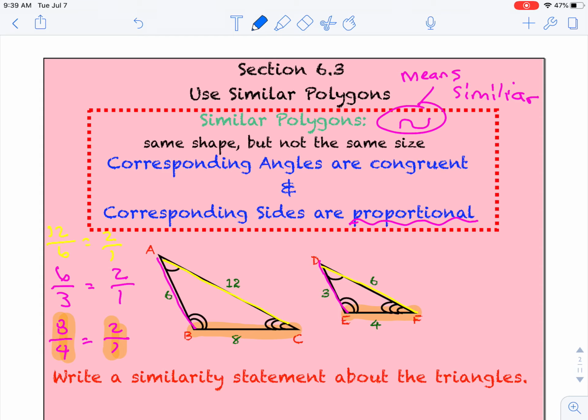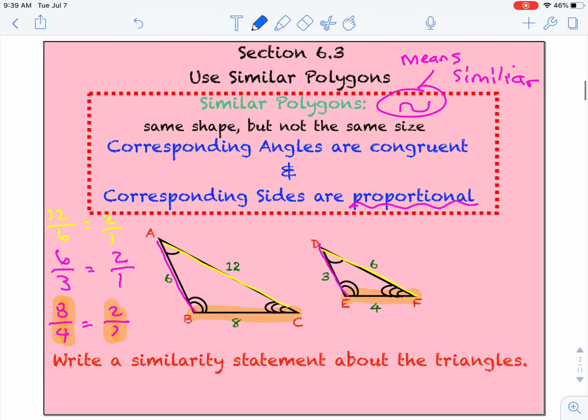The statement that we would write is similar to a congruent statement. We would say that triangle ABC is similar to triangle DEF. And again, order matters, just like in congruent figures. Angle A has to correspond to and be congruent to angle D, so we have to name it in that same order. Since B and E correspond, we would name this D, E, F. And that is a similarity statement.